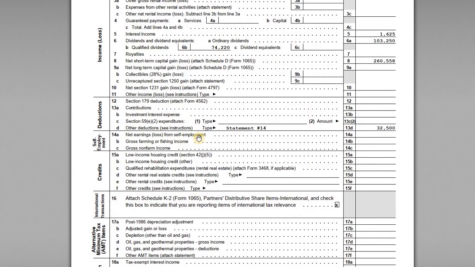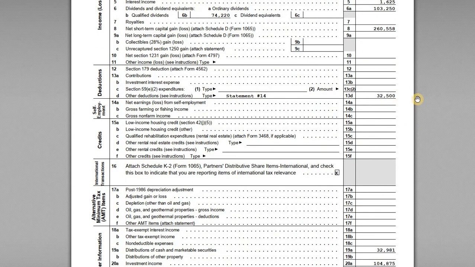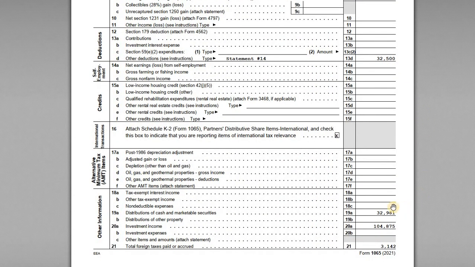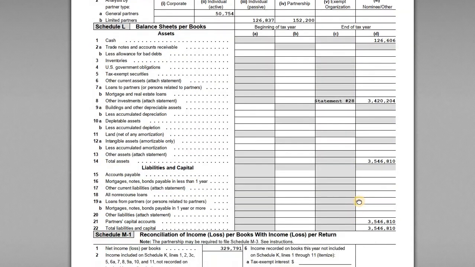All right, so the deductions there on line 13D, the $32,500, that's the portfolio management fees, the 2% AGI type deductions. Again, not deductible for federal purposes really anymore, but still relevant for some states, and then perhaps in some international contexts. Then on line 19A, we have the distributions. And then on line 21, we have the total foreign taxes paid during the year.